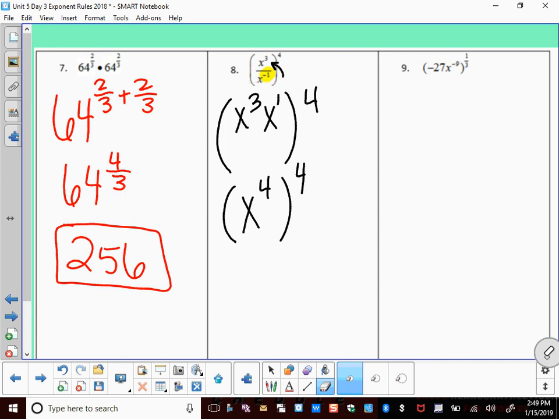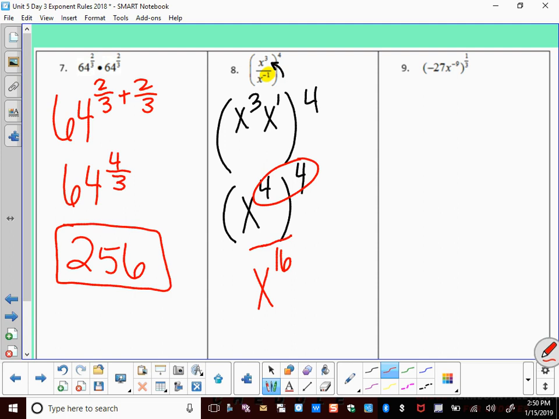Sometimes I just like to do everything inside the parentheses first. So now, power to a power is going to be x to the 16. If you wanted to distribute your 4 first, that's fine. You will get x to the 12 divided by x to the negative 4th. And then you would have to move this to the top, which will still give you x to the 16th. Okay? Either way works.